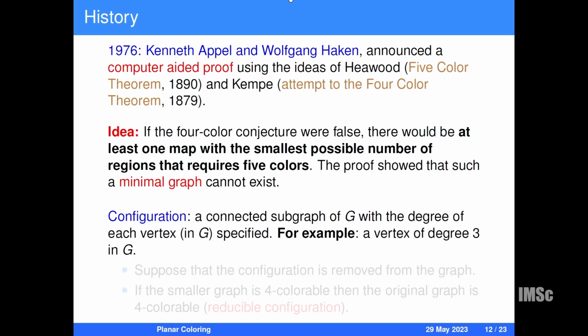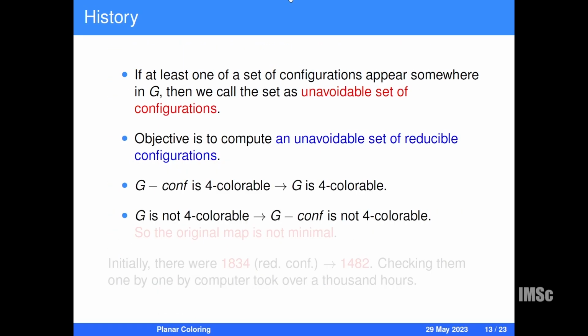So this is the smallest number of regions that requires 5 colors, right? Which means that if I remove something, it is 4 colorable. But what he's saying is that even after removing the configuration, it is not 4 colorable. So which means that the counterexample that you are looking at is not minimal. There is something which is further minimal, correct? So now they show that there is no minimal counterexample. Okay, this is how they say that there is no minimal counterexample.